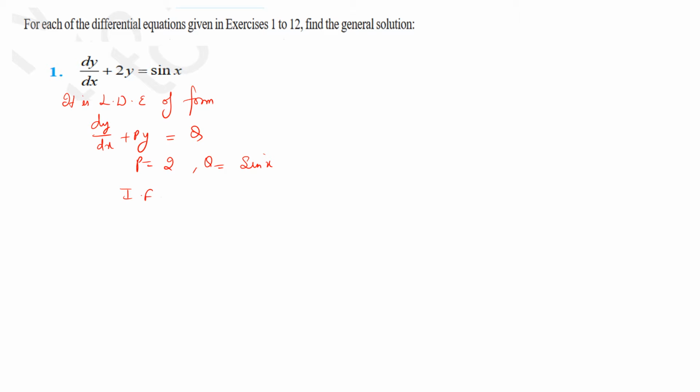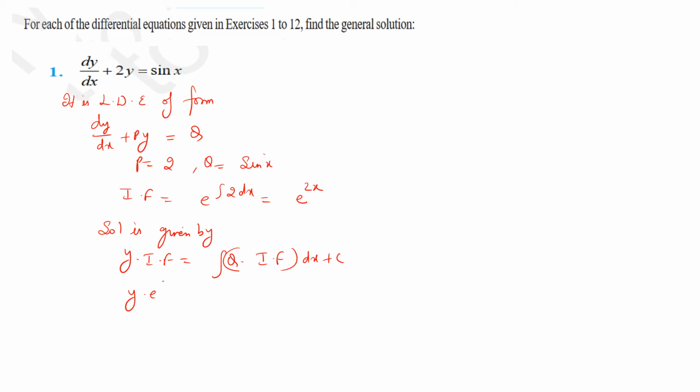So we will first find the integrating factor. It is integral 2 dx, which gives e raised to power 2x. Now the solution is given by y into integrating factor is equal to integral q into integrating factor times dx plus c. So y into e raised to power 2x is equal to integral sin x into e raised to power 2x dx plus c. Now the rest is just technique of integration.